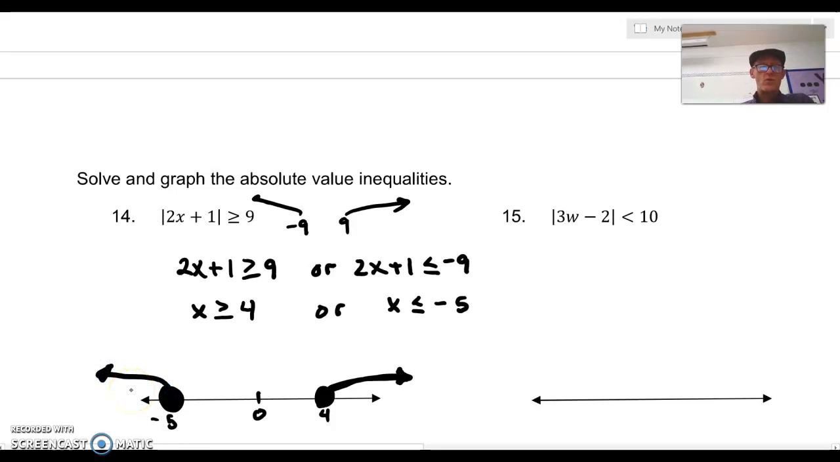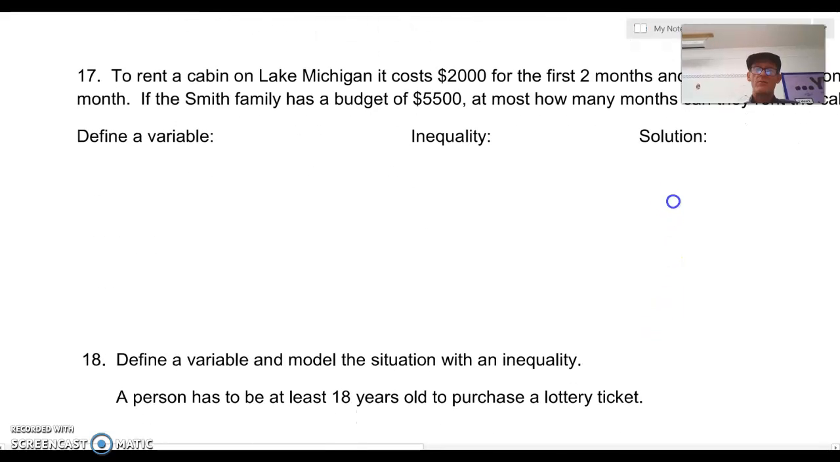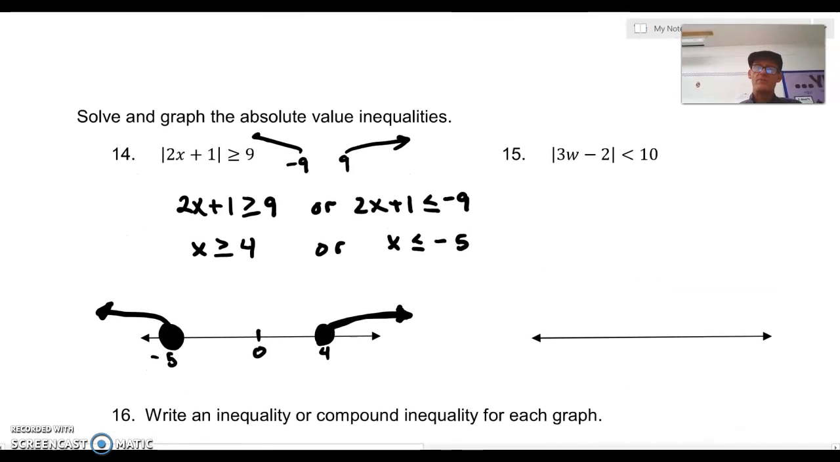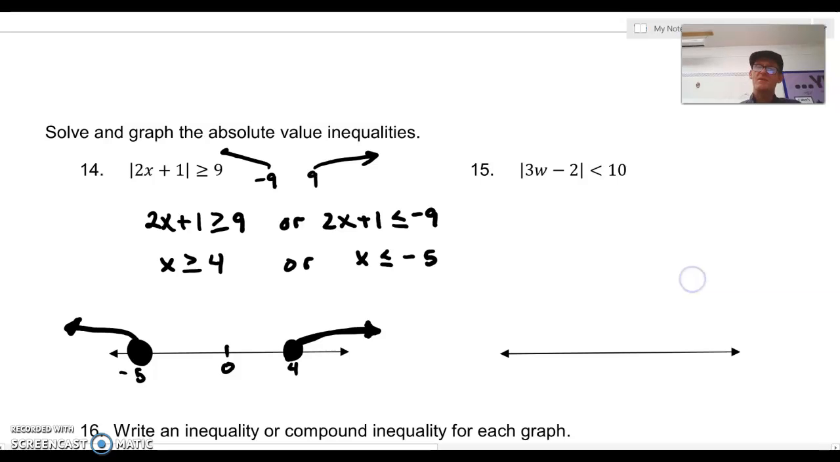Okay, so we have time for one more, but then I have to do these three problems on a separate video, okay, because I only have 15 minutes here.